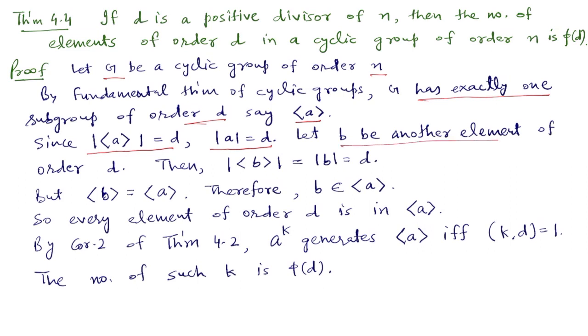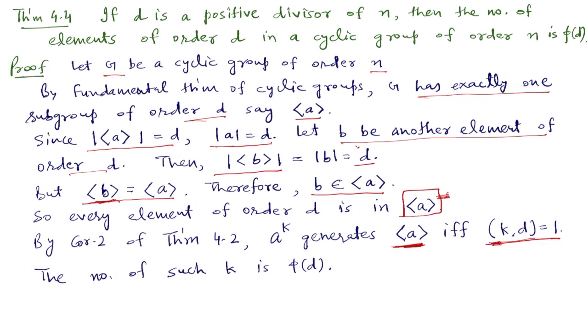Let b be another element of order D. We shall prove that this b is in the cyclic group generated by a. Now if the order of b is D, then the cyclic group generated by b also has order D, but there is exactly one subgroup of order D, so this cyclic group generated by b should be equal to the cyclic group generated by a, and therefore b belongs to it. Because b belongs to the cyclic group generated by b, so b is in the cyclic group generated by a. So every element of order D is coming from this cyclic group only.